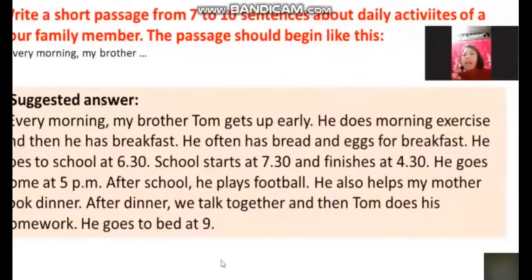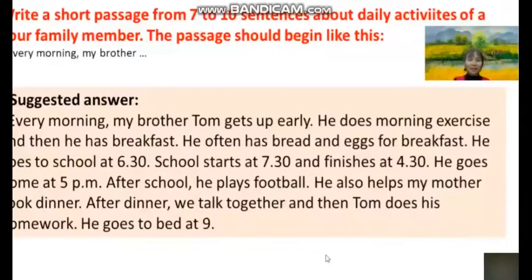Every morning, my brother Tom gets up early. He does morning exercise, and then he has breakfast. He often has bread and eggs for breakfast. He goes to school at 6:30. School starts at 7:30 and finishes at 4:30. He goes home at 5 p.m. After school, he plays football. He also helps my mother cook dinner. After dinner, we talk together and he does his homework. He goes to bed at night. Thank you. And now we go on to the next part of our lesson.